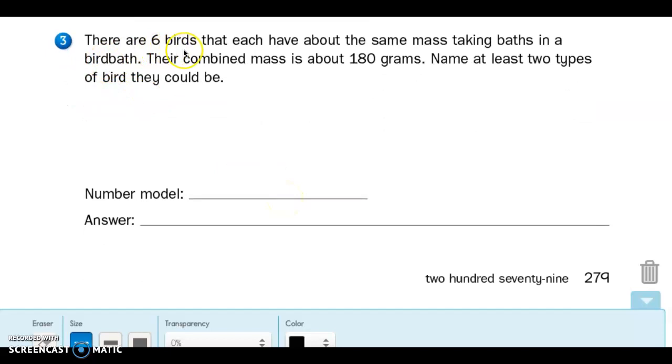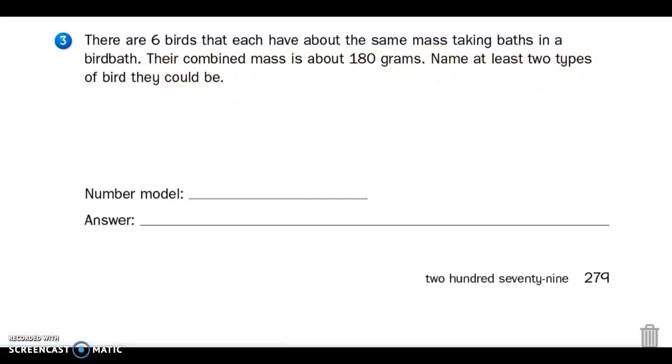There are 6 birds that each have about the same mass taking baths in a bird bath. Their combined mass is about 180 grams. Name at least 2 types of birds they could be. Okay, so what do we know? Well, we know there's 6 birds. Do we know how much they weigh? They about have the same mass, and their combined mass is 180.